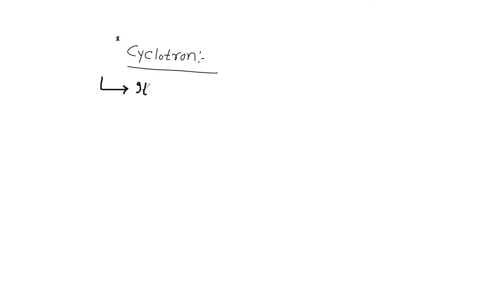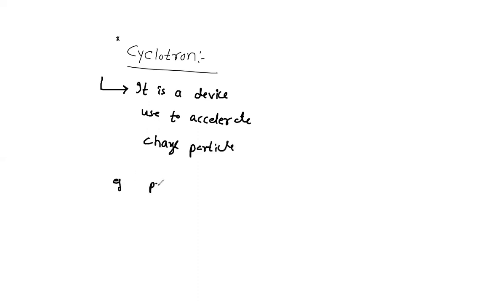Cyclotron is a device which is used to accelerate charged particles. For example, say you have a proton, plus e. You want to throw this proton at a very high velocity. To throw this proton at a very high velocity, you need a device known as a cyclotron. But the cyclotron is not a part of the syllabus, so I'm not doing it, but at least remember that it is used to accelerate charge.